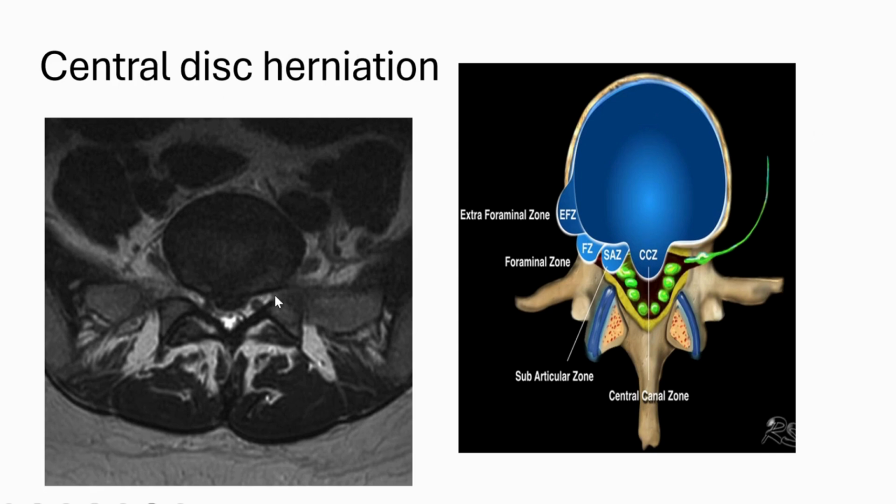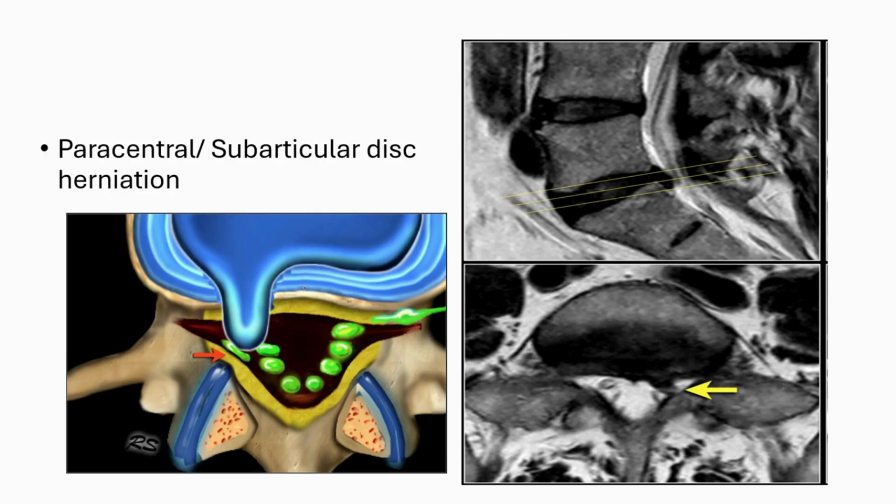Now we can see in this image, this is the representative image, central zonal herniation. We can see in this image, this is the central disc herniation, and this will lead to the compression of the spinal canal with compression of the cauda equina nerve root. Now this is the paracentral.